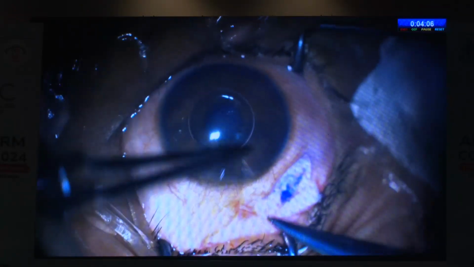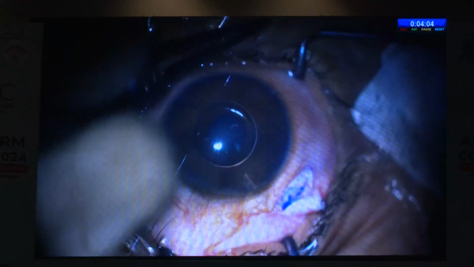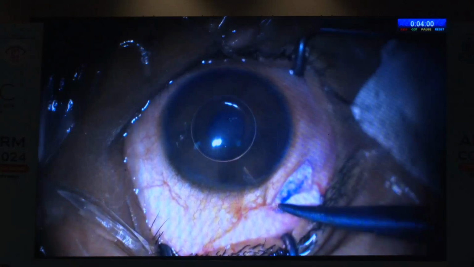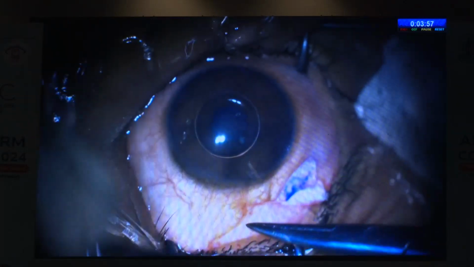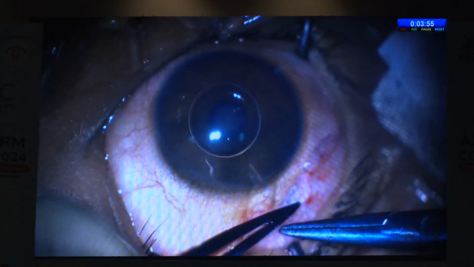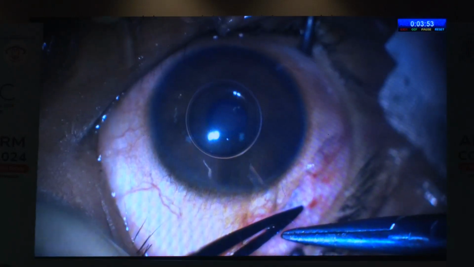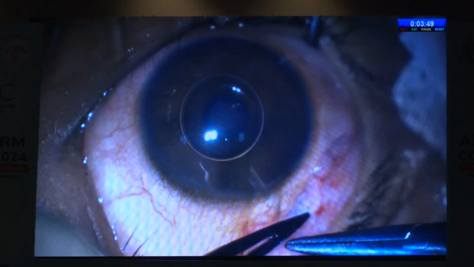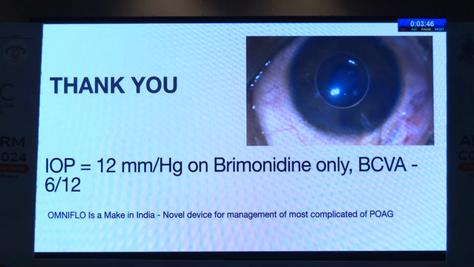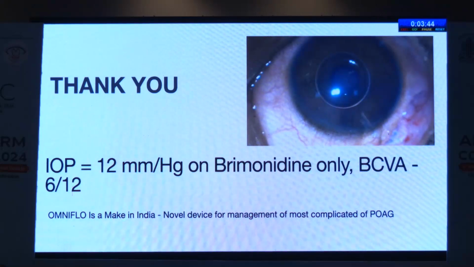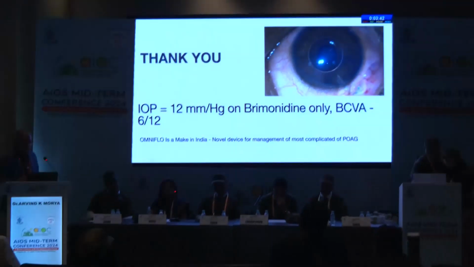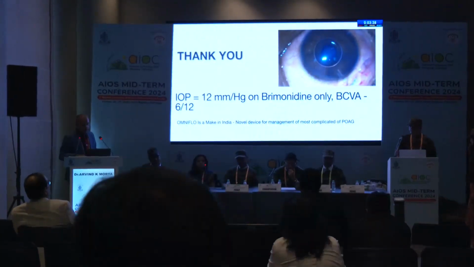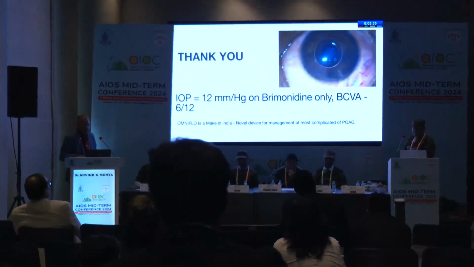Then the excess length of the tube was pulled back and slowly pushed into the retrobulbar space. The Omniflow device remains firmly in the two tunnels. Finally, the conjunctiva was well apposed using a few interrupted 8-0 Vicryl sutures. During the post-op period, IOP came down to 12 mm of Hg with only brimonidine eye drops, with a best corrected visual acuity of 6 by 12, and was maintained till the last follow-up of 8 months.